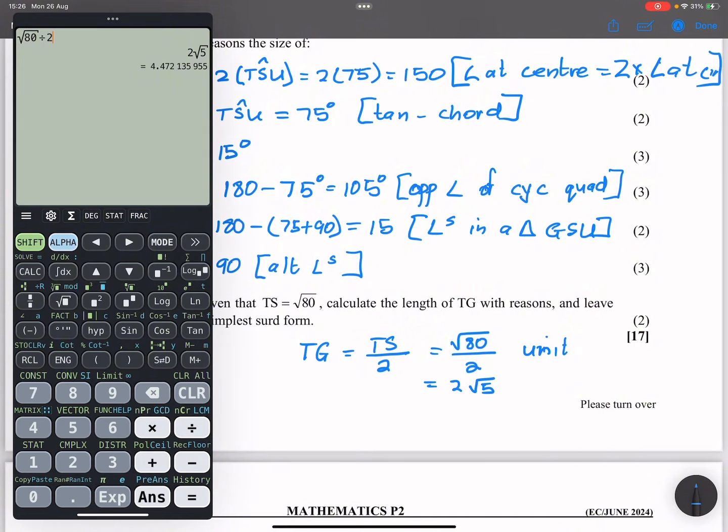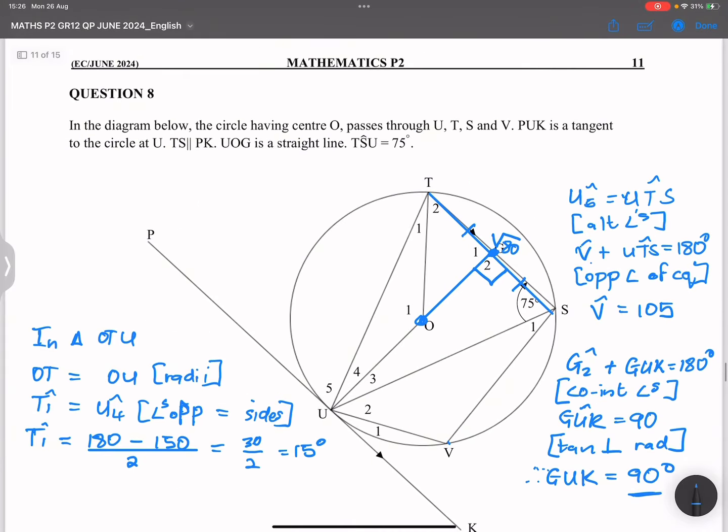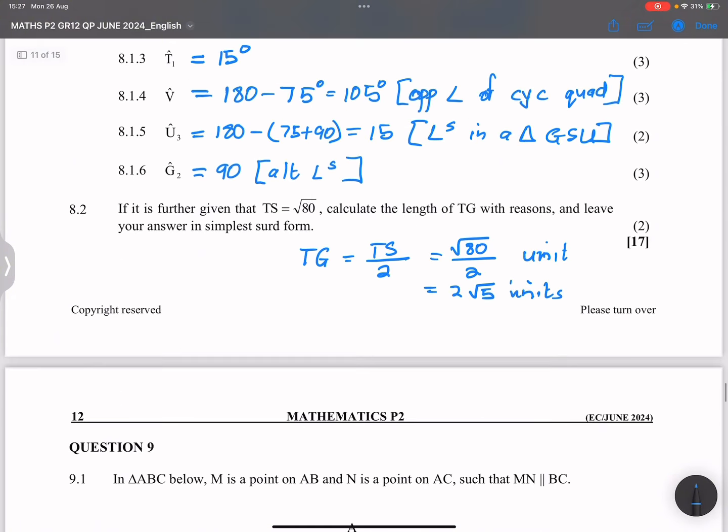Okay, right. Now I want you to please note why is that? Okay, we said in this case we know line from center is perpendicular to the chord TS, so therefore it means it bisects that chord, and as a result it means that TG is equal to GS. And so if the entire line TS is root 80, then it means that TG must be a half of that. All right, so that is how the cookie crumbles.